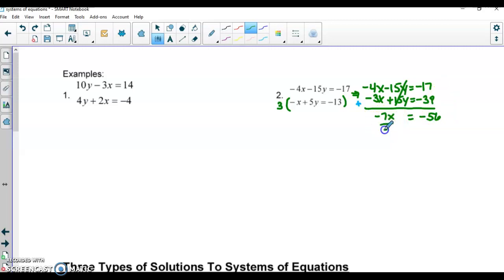Now negative 7 times x, the opposite of multiplying, is dividing. So we'll divide both sides by negative 7, and x is equal to 8.